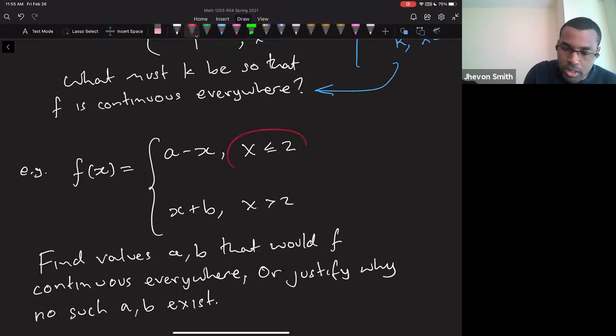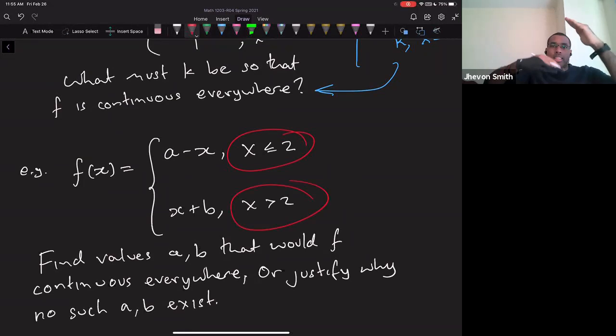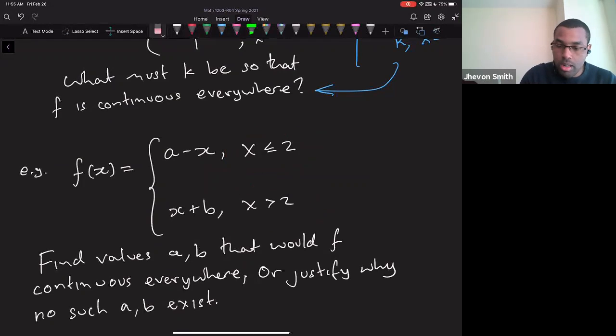Why is 2 an issue? Well, on the left of 2 and the right of 2, we have different behaviors. It's possible that there's a disconnection because of how these things are defined. So at 2 is a concern, right? However, if we're not at 2, each of these individually will work out fine because they would represent polynomials when A and B is just a number.